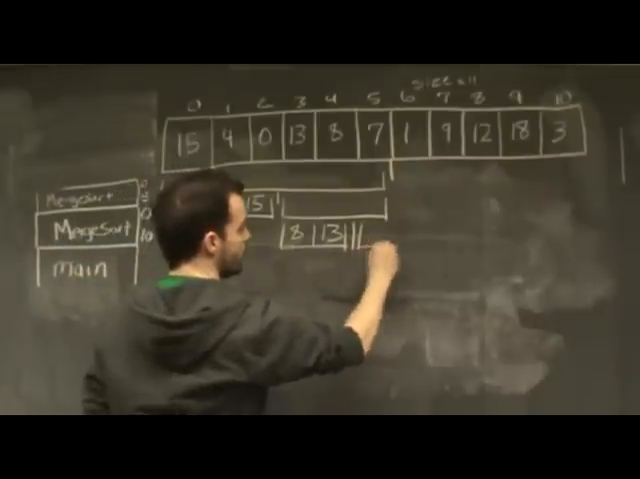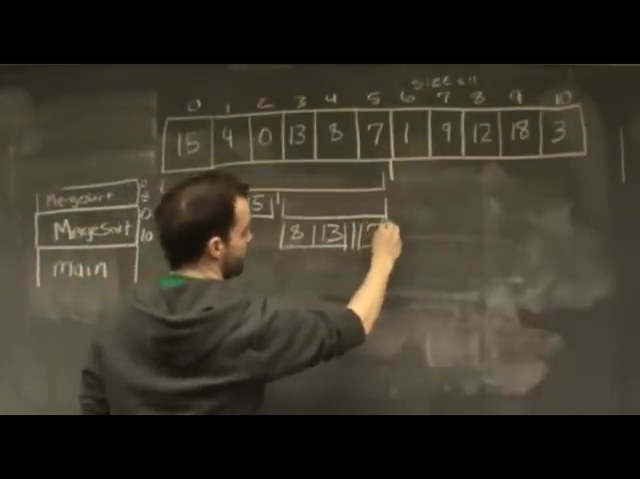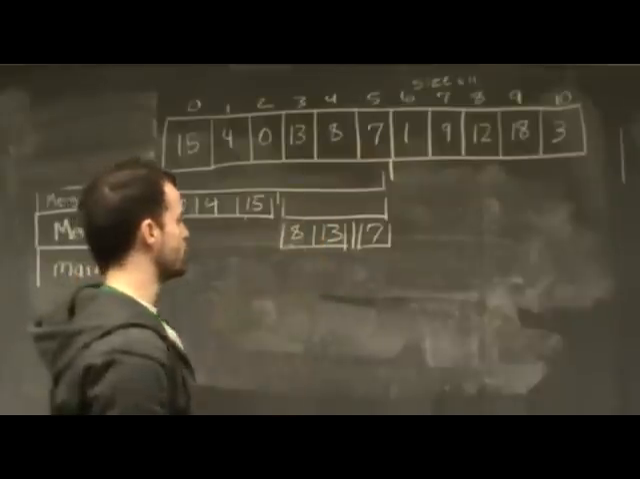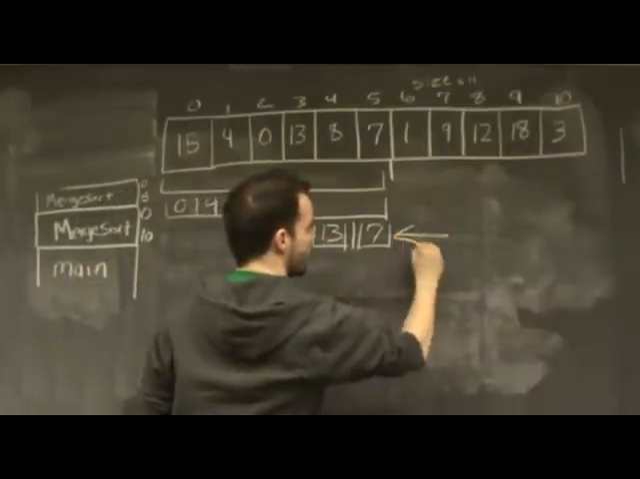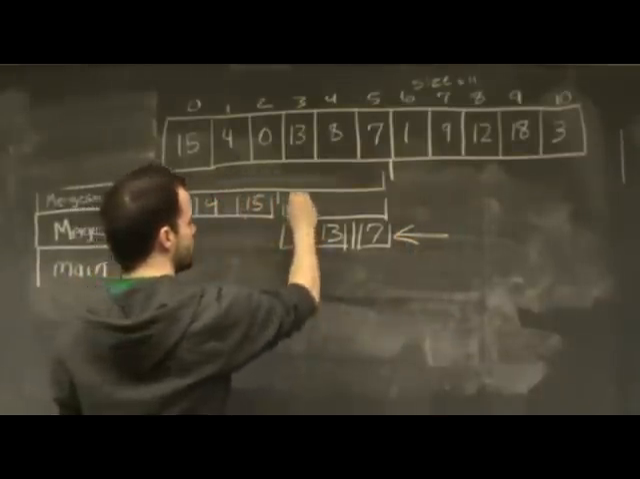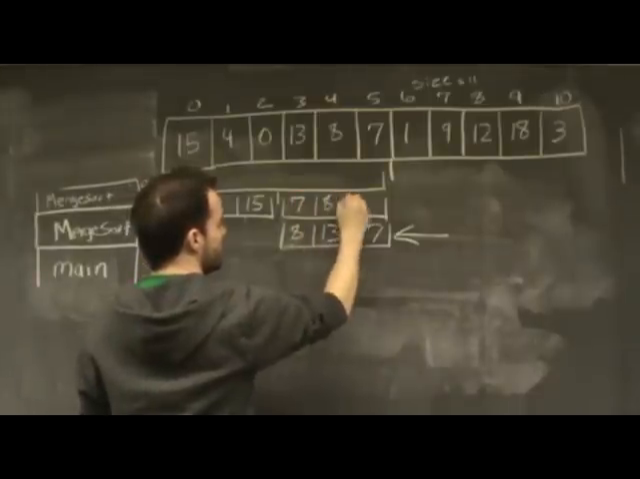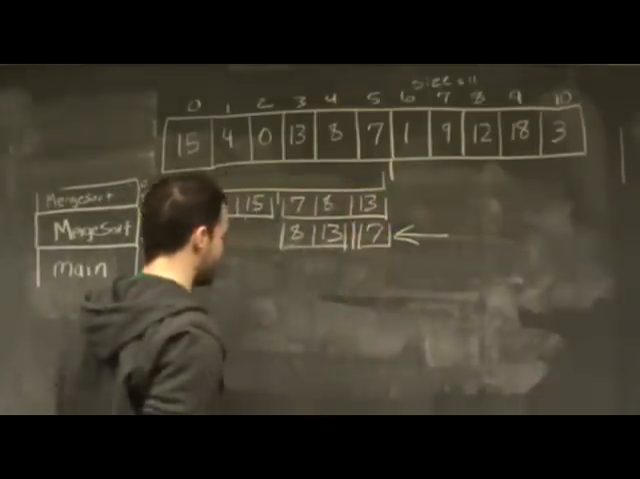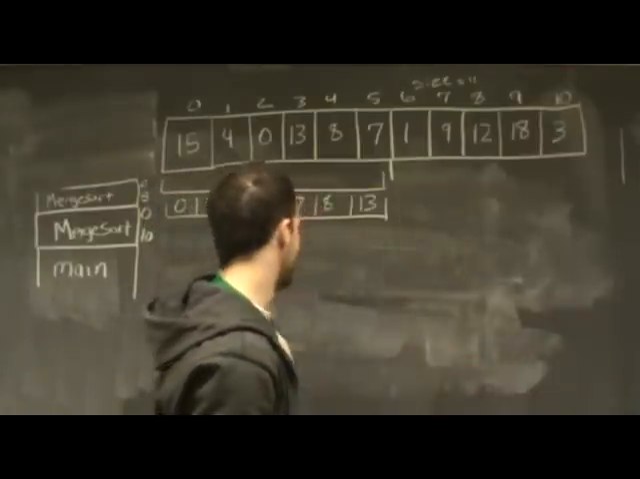We get our right side. It's going to be 7. Obviously that's a size 1, so it just returns back there. And then this level of the stack here, this merge sort call, executes merge. We get 7, we get 8, and we get 13. Then this one has completed.